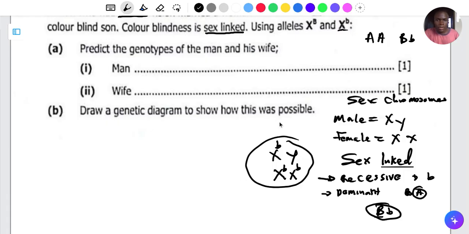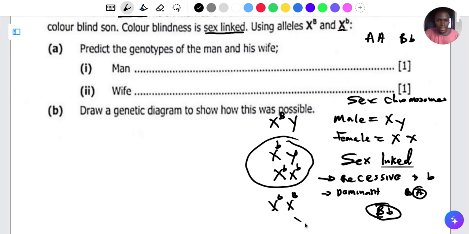So for the normal male, we need to have X to the power B, then Y. What about the female? The female, we can have X to the power B, X to the power B. But remember, the question is saying they have a color blind son. So for them to have a color blind son, the wife has to have XX, so meaning to say, the wife has to be a carrier.